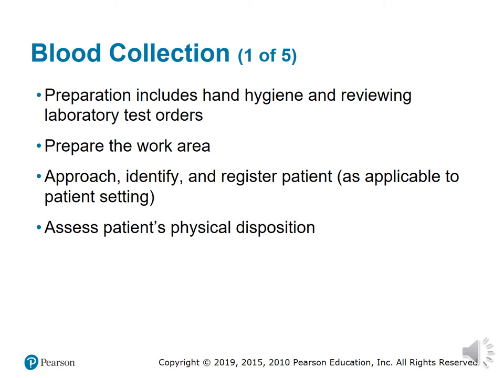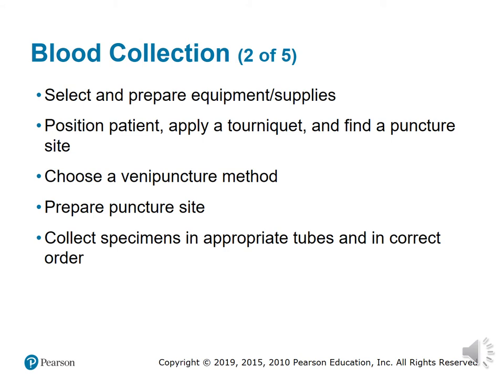Blood collection. Preparation includes hand hygiene and reviewing laboratory test orders. Prepare the work area. Approach, identify, and register patient. Assess patient's physical disposition. Select and prepare equipment or supplies. Position patient, apply a tourniquet and find a puncture site. Choose a venipuncture method. Prepare venipuncture site. Collect specimen in appropriate tubes and collect in correct order.